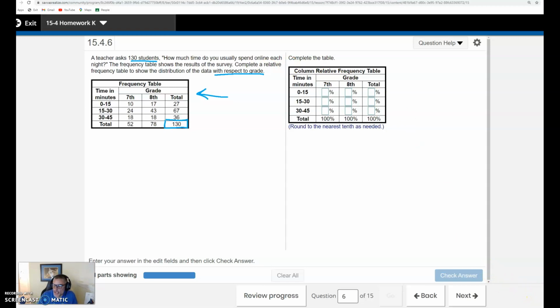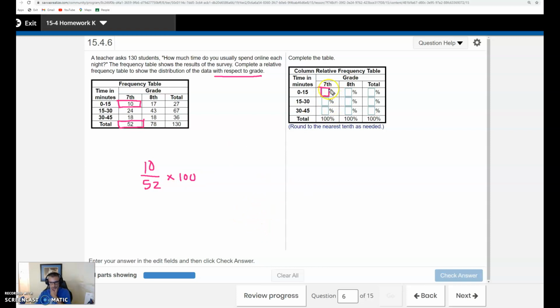And notice that it says column relative right here. So we're going to be moving in this direction. So everything in our columns should add to 100%. So let's just start with this box right here. It says there were 10 7th graders who spend 0 to 15 minutes online each night. Okay, so 10 represents what percent of the total number of 7th graders? Because remember, it says with respect to grade, not with respect to the total. So I need 10 divided by 52 times 100. And that's going to give me this number right here.